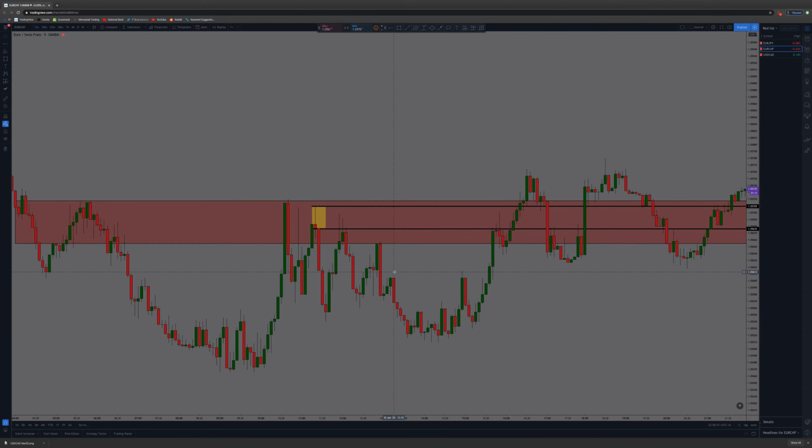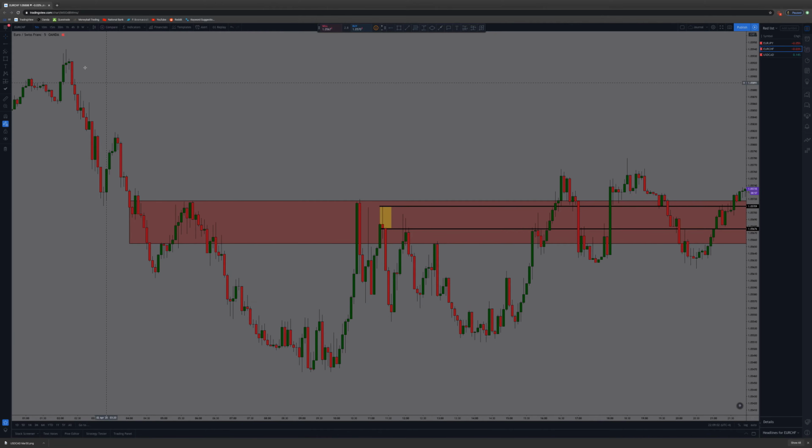I put my stop right above here. And this came down like this, I believe. And the spread got pretty wide and tagged out my stop loss up here. Right around here. But I still made 1.5 to 1. So that was that trade.